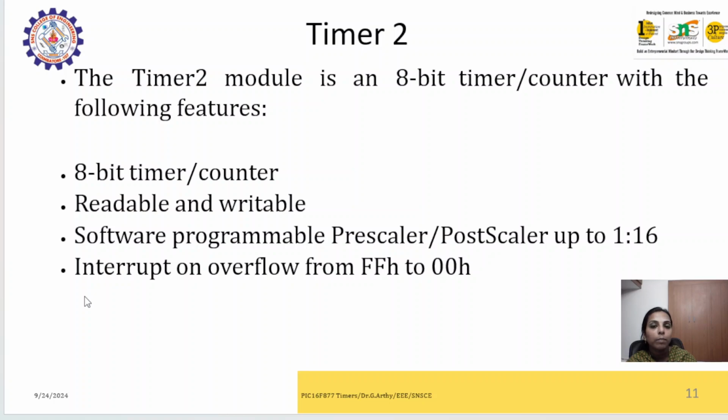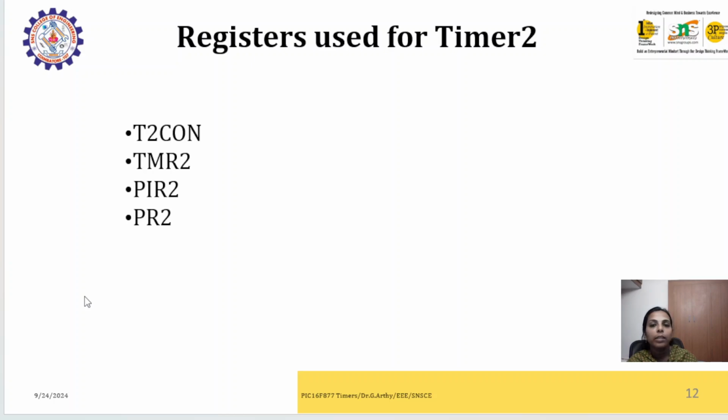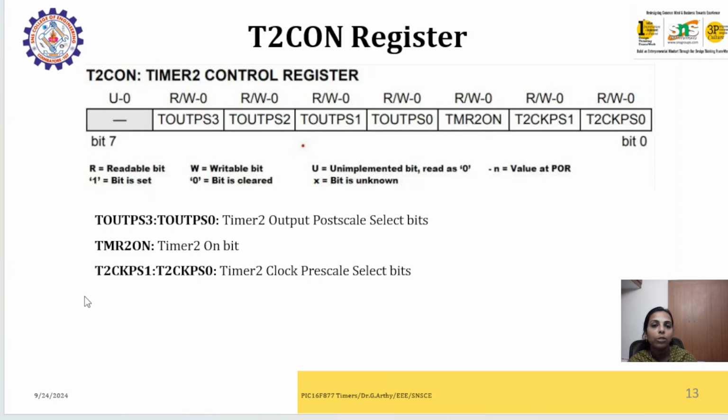Timer 2, it has special features. It's an 8-bit timer. It's readable and writable. Software programmable prescalers are available. Interrupt on overflow from FF to 00. Registers used for timer 2: the T2CON control register, TMR2 register, PIR2 register and PR2 register are used.